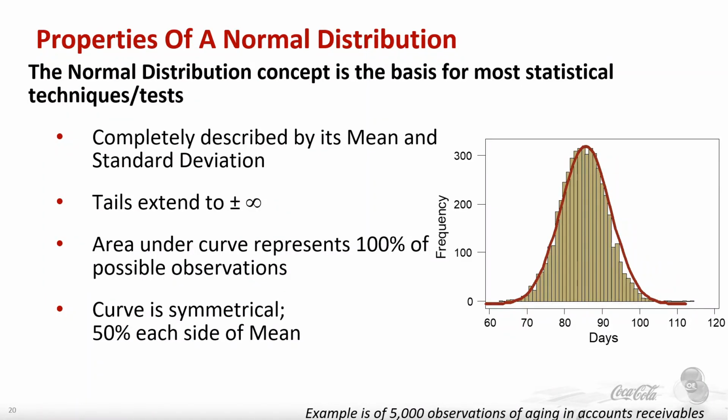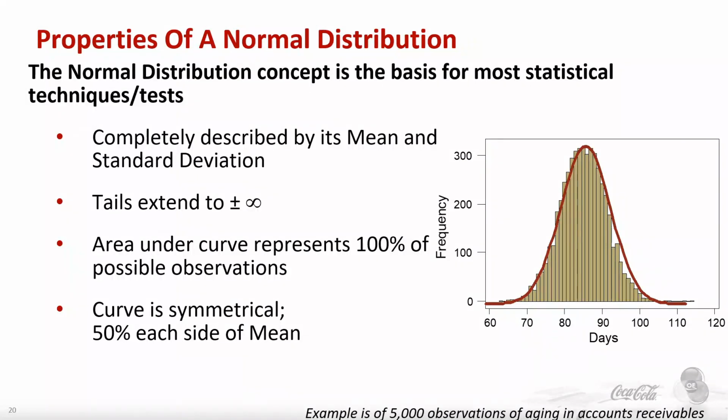So now we are going to discuss what is the normal distribution concept in statistics. The normal distribution concept is completely described by the mean value and the standard deviation, and we define it in terms of plus minus of sigma. You can see on the right side there is some data that is being plotted on the graph. On the horizontal axis it's the number of days, and on the vertical axis it's frequency.